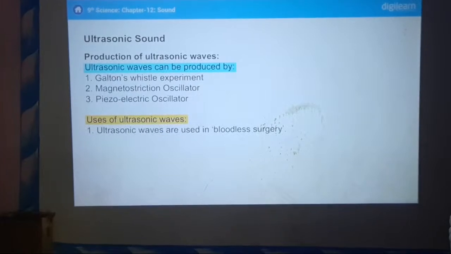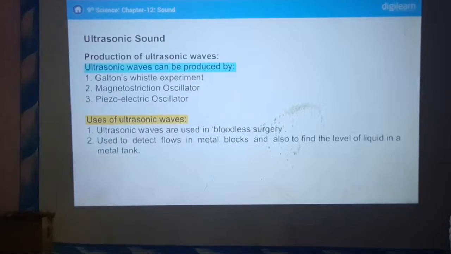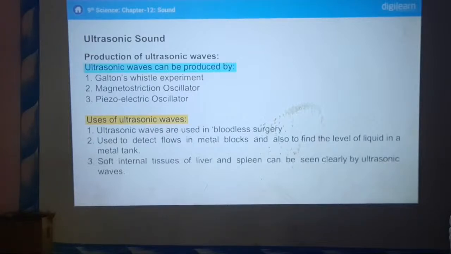Uses of ultrasonic waves. 1. Ultrasonic waves are used in bloodless surgery. 2. Used to detect flaws in metal blocks and also to find the level of liquid in a metal tank. 3. Soft internal tissues of liver and spleen can be seen clearly by ultrasonic waves.